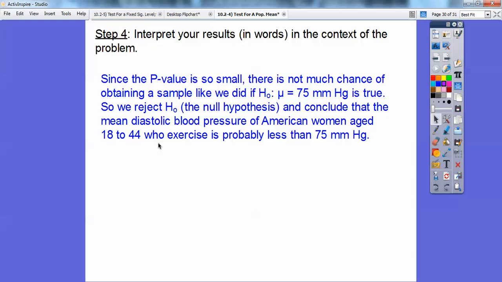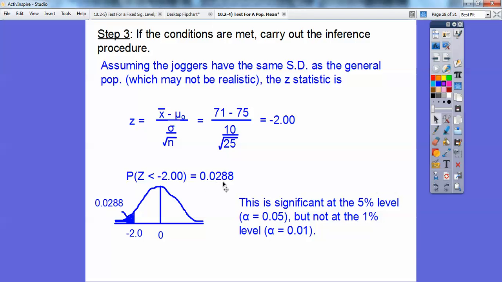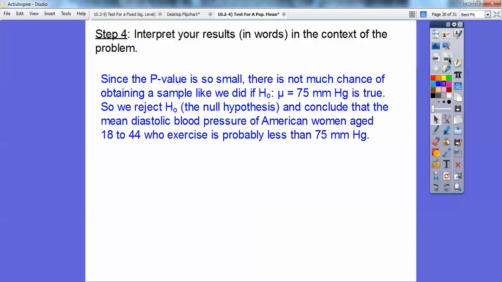okay? Because the chances are that you'd get a group that gave you that 71 right there would be less than 3%. So that's pretty significant. If it's less than 3% that it's going to happen, then I would say that it's not equal to 75. It's got to be less than 75. All right, and there's your homework.